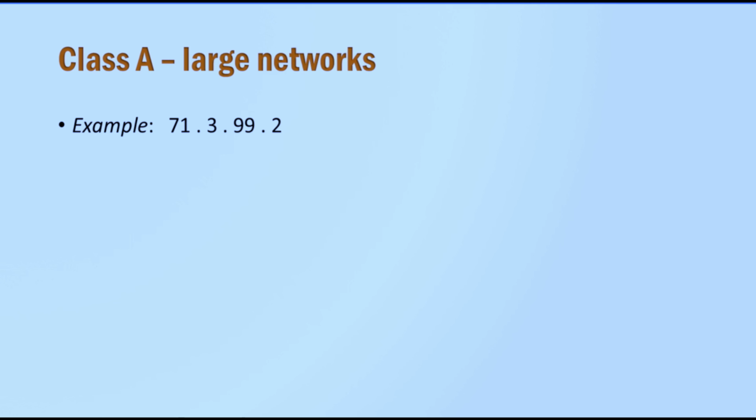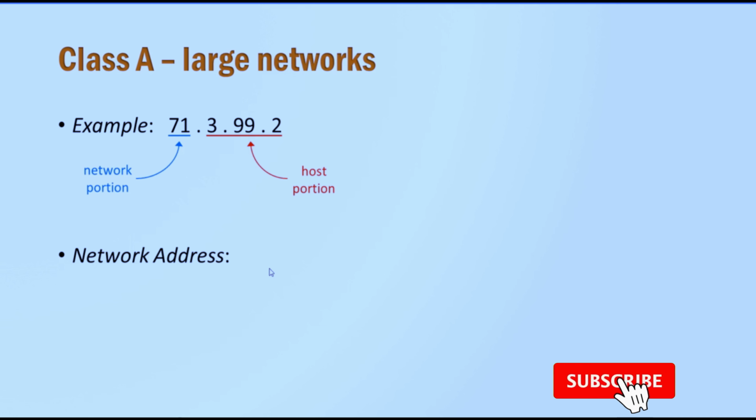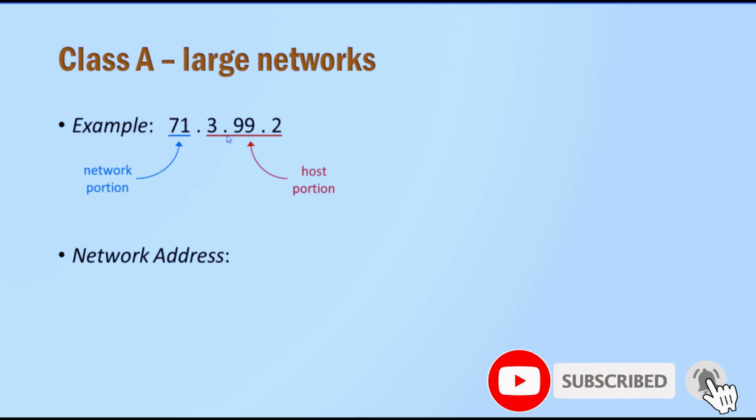Here's a Class A network, 71.3.99.2. This is the network portion. So 71, the first octet, is the only octet that represents the network portion. The other 3 octets represent the host portion. Now, how do we determine the network address? So we take the network portion, we copy that, and then in the host portion, we put zeros.